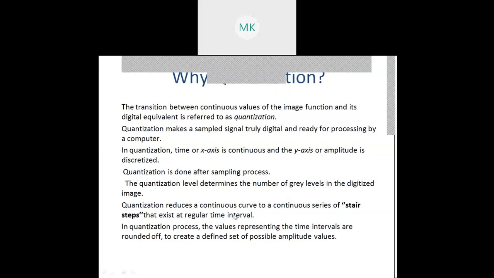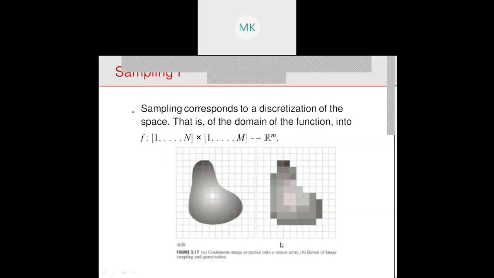Quantization reduces the continuous curve to a series of staircases. Quantization results can appear in the form of staircase results. Staircase means small rectangles in the form of stair steps, and these exist at regular time intervals. The values representing the time intervals are rounded off in order to create a defined set of possible amplitude values. So these are the basic concepts of sampling as well as quantization.